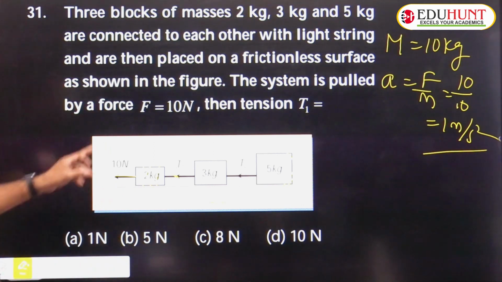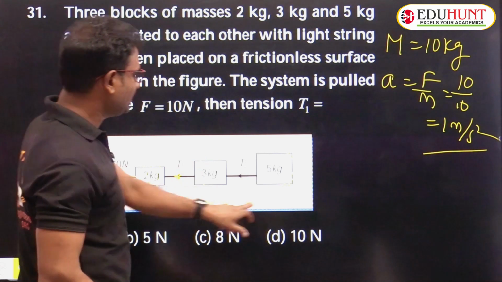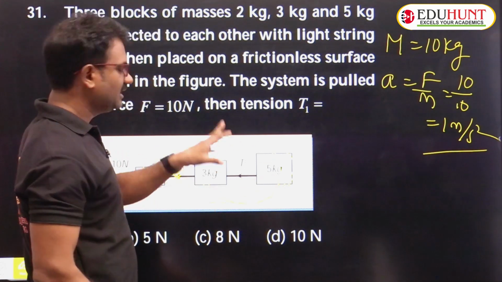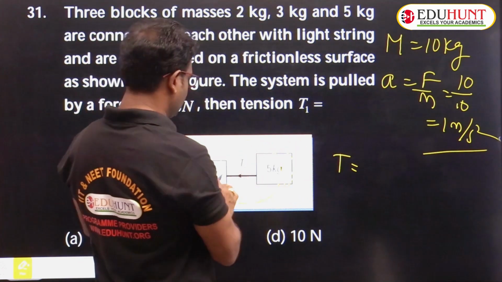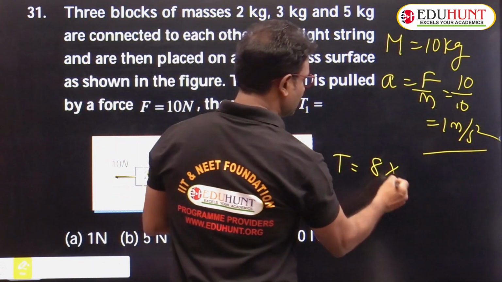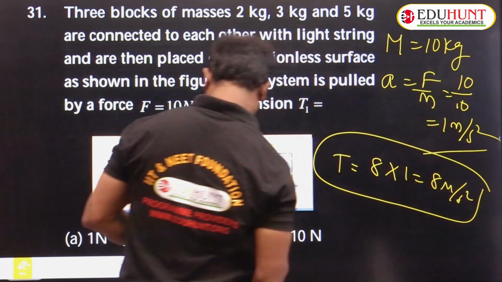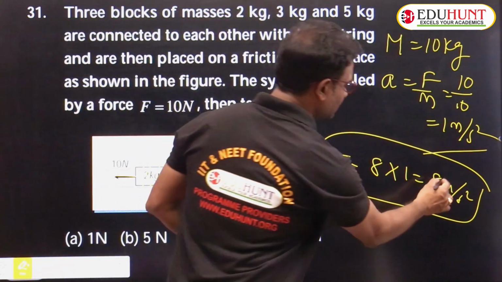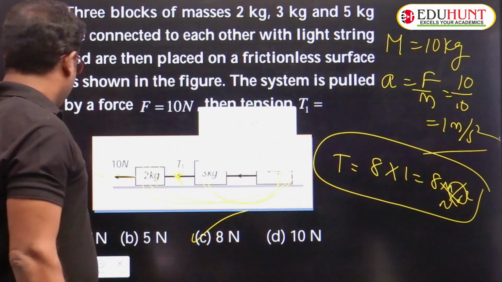Now what do we need? We need the tension T1. When you are taking the tension T1, imagine everything behind it as a single mass with one acceleration. So tension T1 is equal to the mass behind, 5 plus 3, 8, into acceleration 1, which is equal to 8. Sorry, it is a tension, that's why the units are newtons. So 8 newtons. Got it?